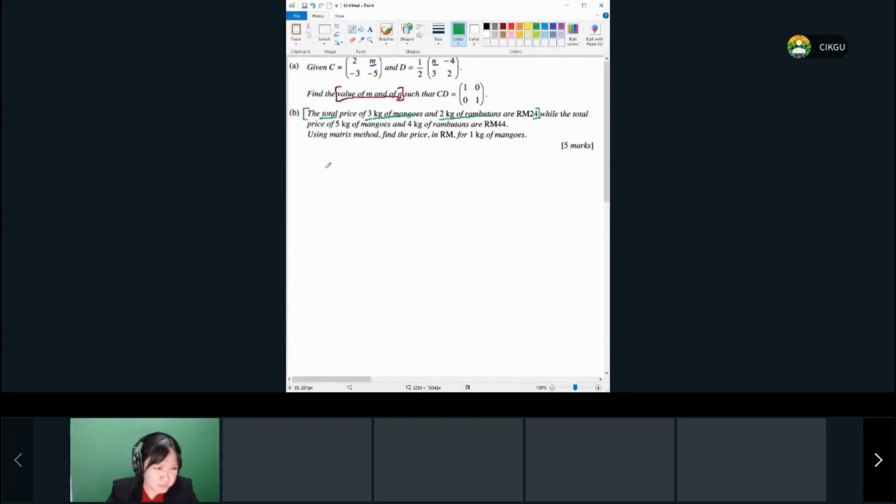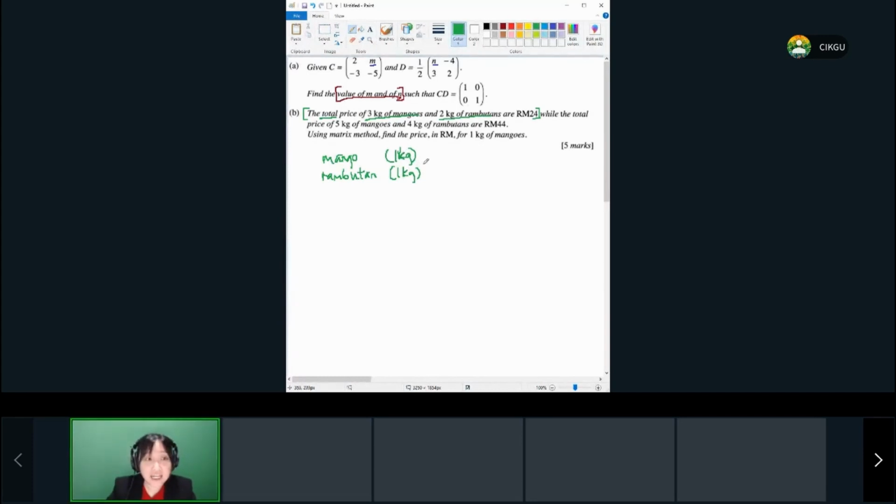Now, for mangoes and rambutan, the question did not tell us 1 kilogram of mango is how much. They did not tell us 1 kilogram of rambutan is how much. They just tell us that 3 kilograms of mango together is 24. So that means this is how you have to decide the unknown by yourself.